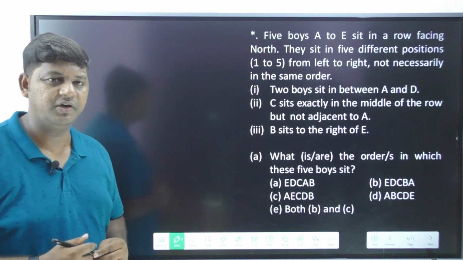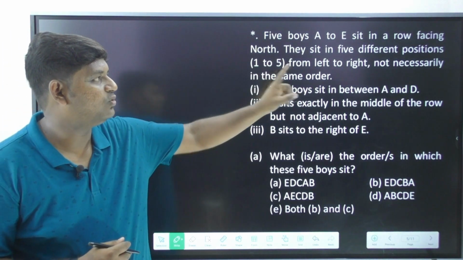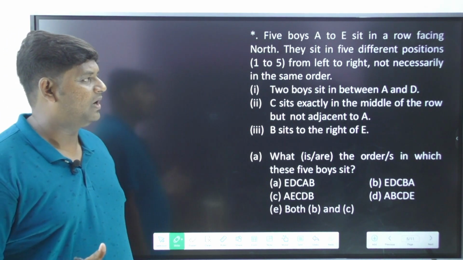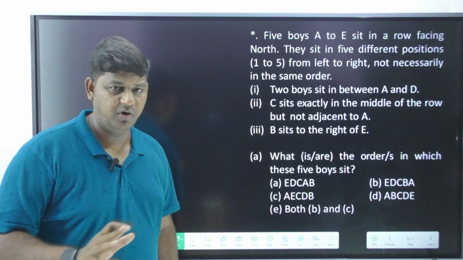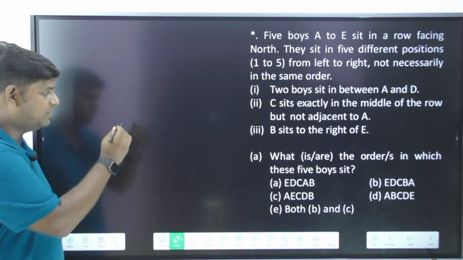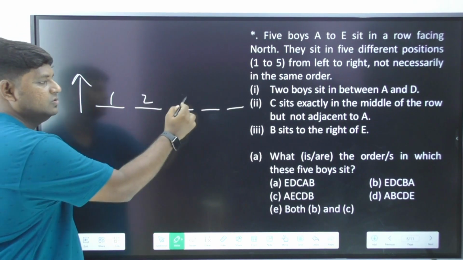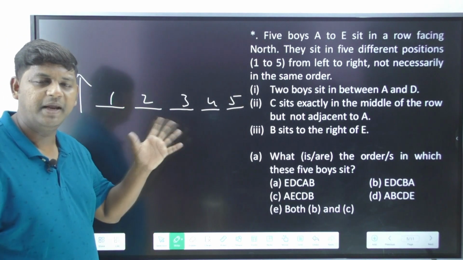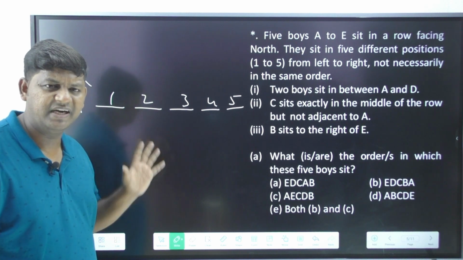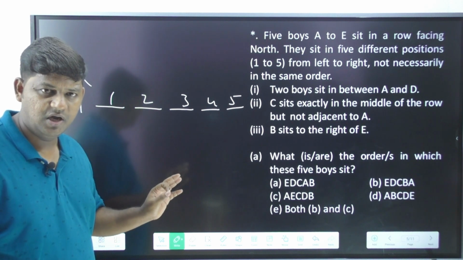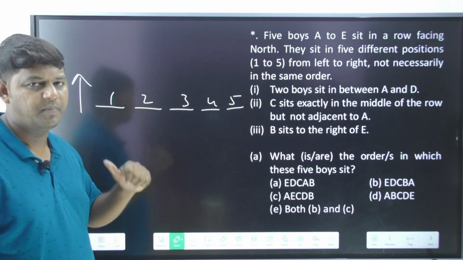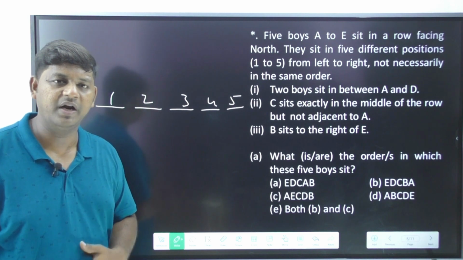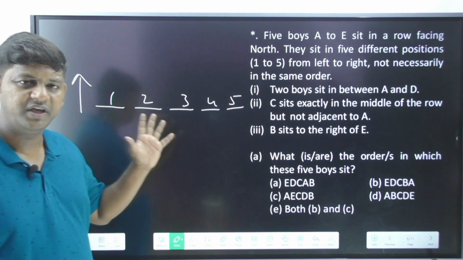Now let us observe the question over here. 5 boys A to E sit in a row facing north. Okay, they sit in 5 different positions from left to right, not necessarily in the same order. Now how many persons are there? 5 members are there. 1, 2, 3, 4, 5. I wrote all the numbers only for understanding purpose. It is not important to write the numbers. For your basic understanding only I am writing, but when it comes to the future class of questions of linear arrangement or any other arrangement, I am never going to write down the numbers.